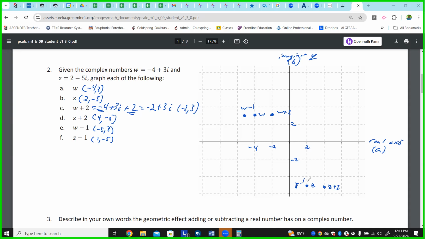Go ahead and take a moment to answer number 3. And you're just writing out, describing what you saw when you had to add or subtract to these complex numbers. So what did you see when you had to add or subtract to these complex numbers?